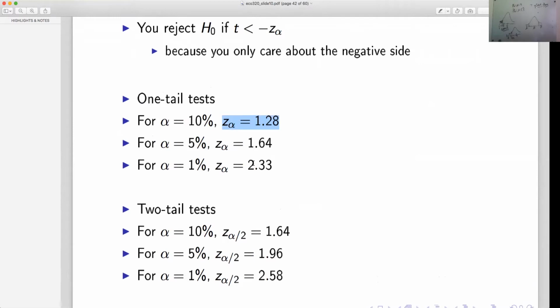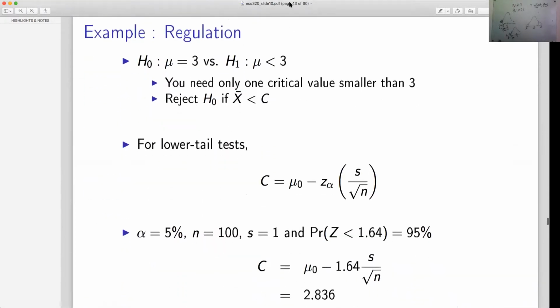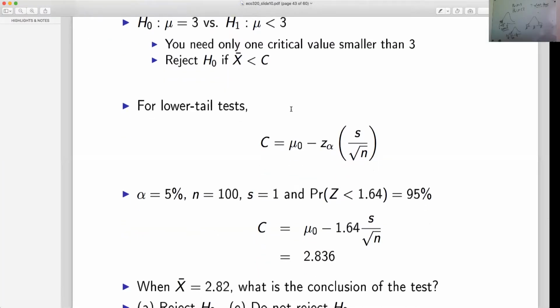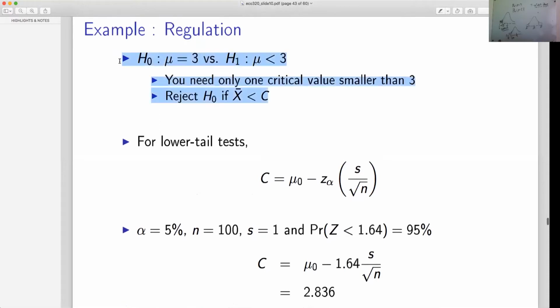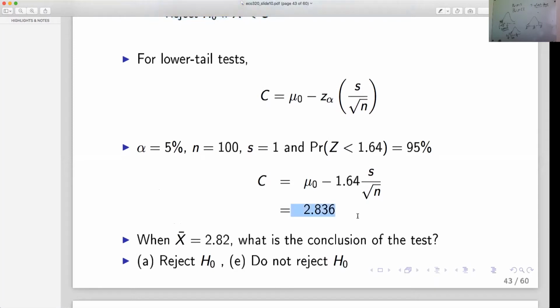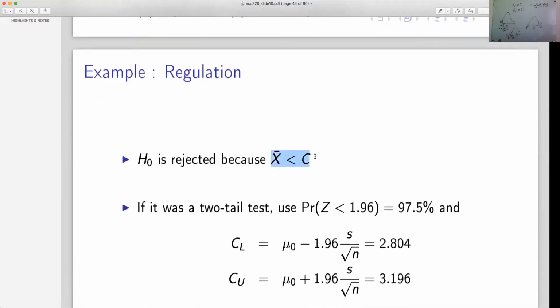If that were a two-sided test, then this one would be changed accordingly. Still the same question: the lower tail test would give you the critical value of this, right? So what is the conclusion of the test if X bar is like that? You are still rejecting because X bar is less than the critical value.